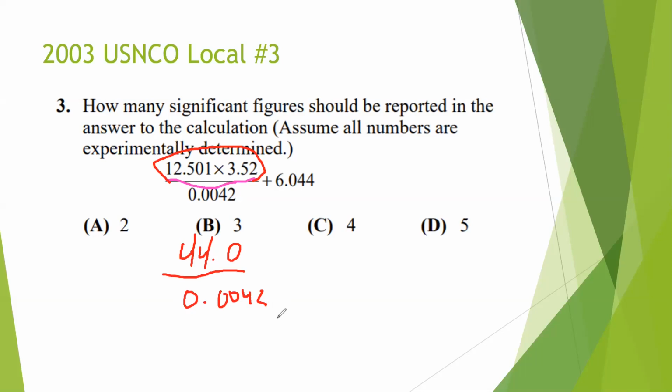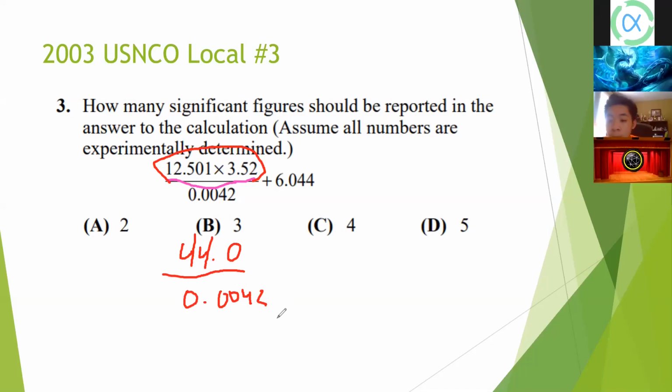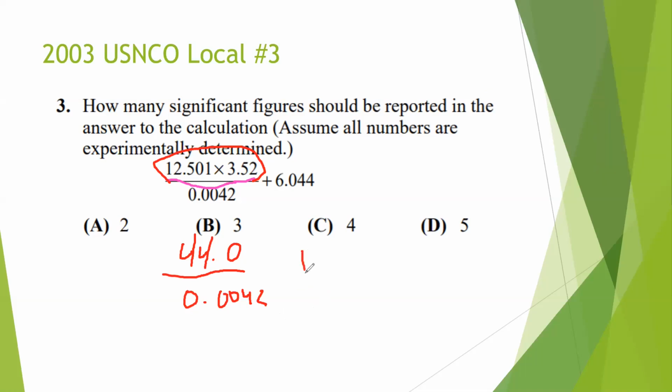How many significant digits do we keep after dividing by 0.0042? Yep, 2. So we get, after doing it, 11000. Here's the tricky part. We're gonna have to add 6.044.